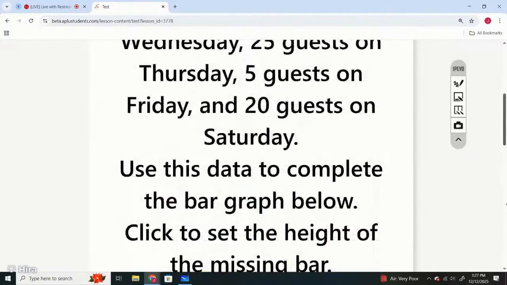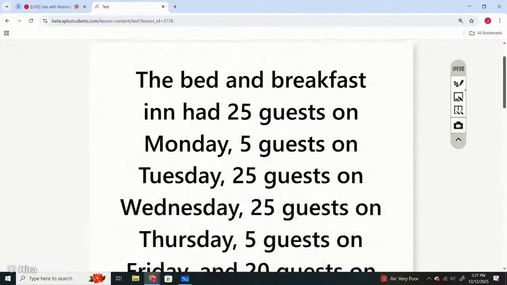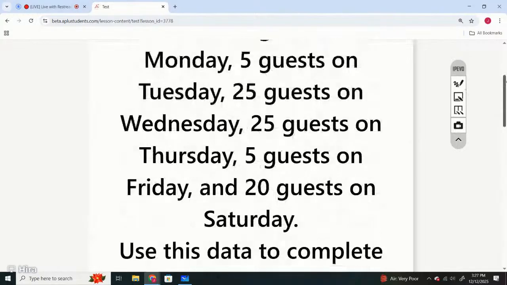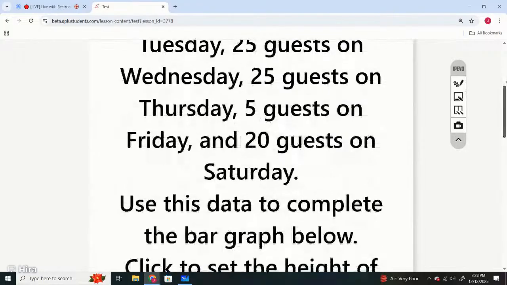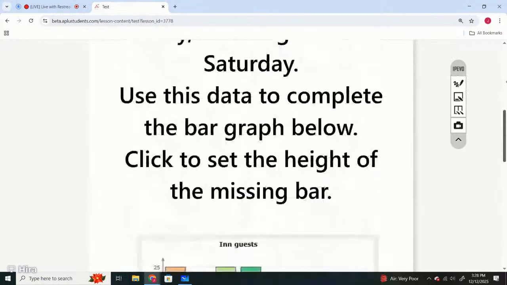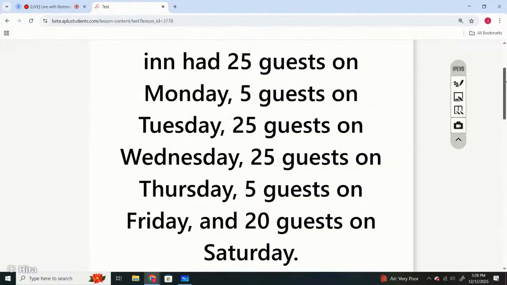The breakfast inn had 25 guests on Monday, 5 guests on Tuesday, 25 guests on Wednesday, 25 guests on Thursday, 5 guests on Friday, and 20 guests on Saturday. Use this data to complete the bar graph below. Click to set the height of the missing bar.